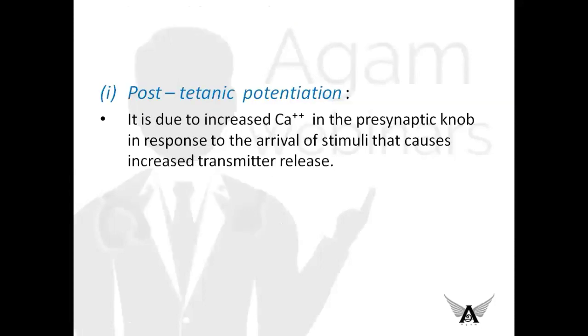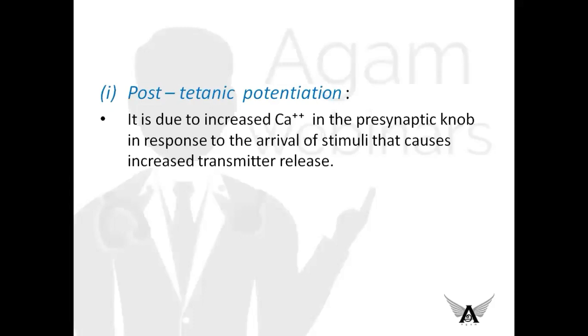First is post-tetanic potentiation. Let me give you an example. We are giving a first stimulus to a neuron. Then we are giving a continuous stimulus, for example, 50 stimuli per second. During 50 stimuli per second, there is increased calcium in the presynaptic neuron because more voltage gated calcium channels are opened and calcium in the intracellular site is increased.